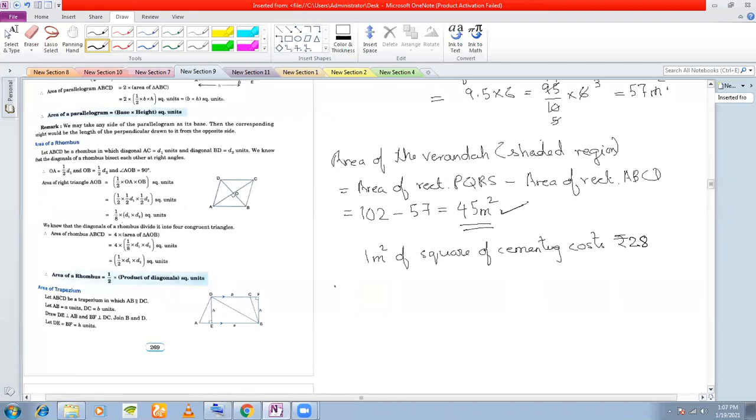And what is the area of the veranda? 45. Therefore, 45 meter square of cementing costs 28 into 45. And 28 into 45 is how much? Sir, 1260. Rupees 1260. So that is your cost of cementing the veranda.